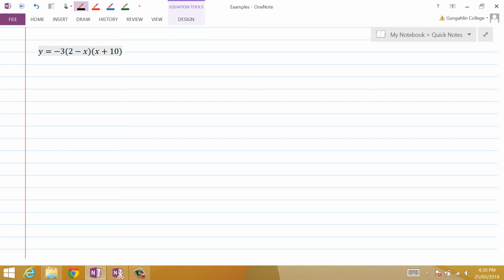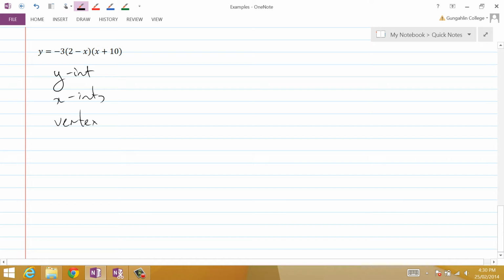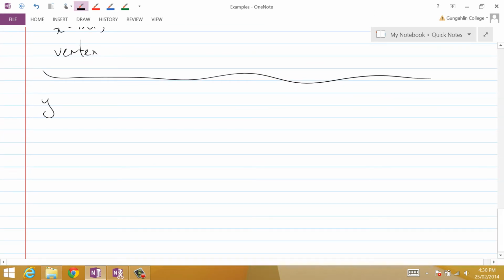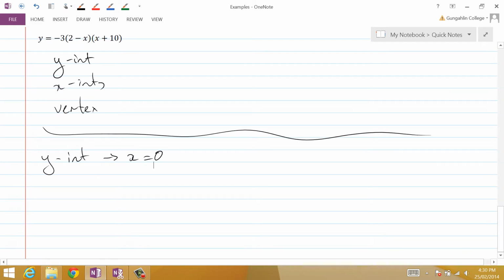To get the sketch of this, I'm still going to get the y-intercept. I still want to find where the x-intercepts are, and I still want to find where the vertex is. And if I can get that information, then I'm set for my sketch. So let's just dive straight in. I want to find what my y-intercept is. So x is equal to 0, so I'm going to substitute into the equation.